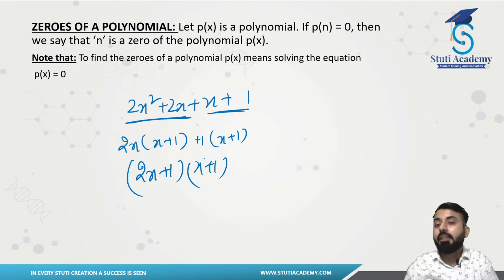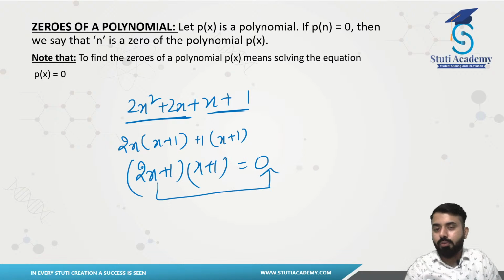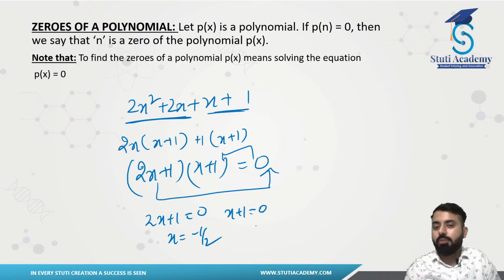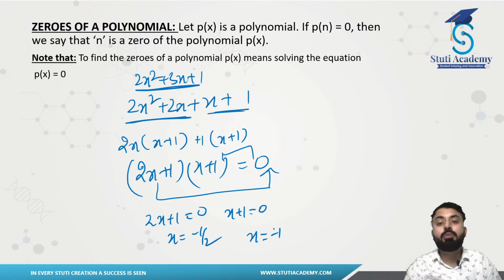Now you have to find out zeros. Just put it against 0. Firstly assume this one 0, then assume this one 0. So when you put 2x plus 1 equals to 0, x will be minus 1 by 2. When you put x plus 1 to 0, you will be having x equals to minus 1. So our equation 2x square plus 3x plus 1 had two zeros, which were a negative 1 by 2 and a negative 1.